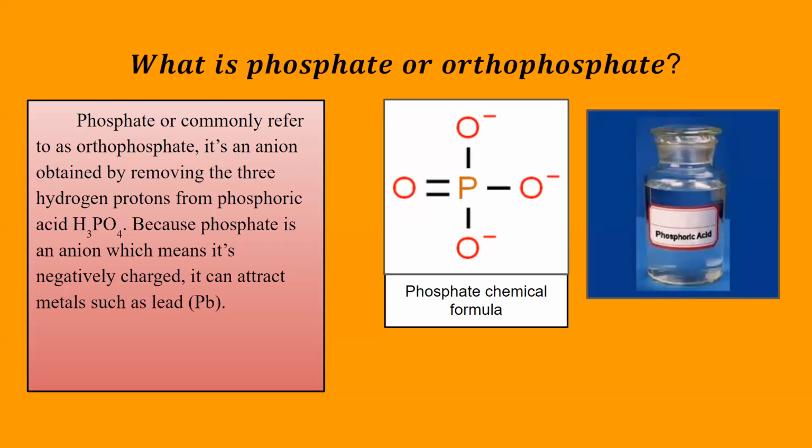So what is phosphate or orthophosphate? Phosphate, commonly referred to as orthophosphate, is an anion obtained by removing the 3 hydrogen protons from phosphoric acid. Because phosphate is an anion, which means it's negatively charged, it can attract metals such as lead.